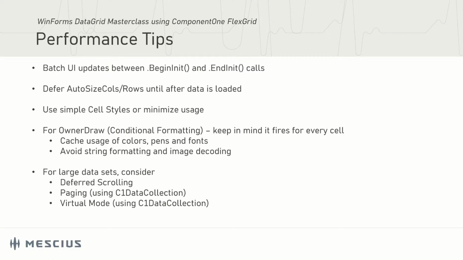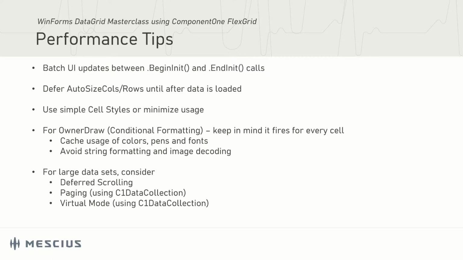Now for the owner draw event, because I mentioned that fires for every cell, we do want to be smart when we're using it. So if you're applying conditional styles and things, you're going to want to make sure you're caching those things so they're not being recreated and disposed of for every single cell. And also you want to avoid things like string formatting and image decoding in there, because those are some of the most expensive things you can do.